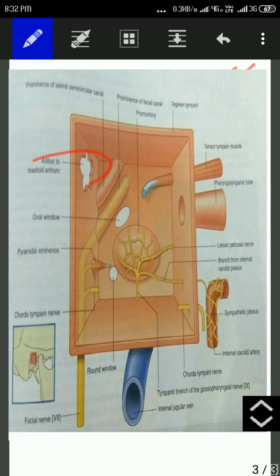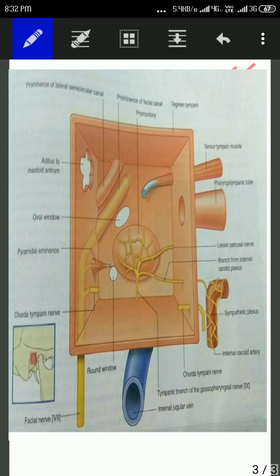Here we can see this is the opening in the posterior wall of the middle ear, and it is connecting the middle ear to the mastoid antrum. Guys, further we can see down here the pyramidal eminence. This pyramidal eminence has a tendon which is the stapes tendon, and I have already told you that stapes tendon is going to insert itself in the neck of the stapes. So we have completed the anterior wall of the middle ear and the posterior wall of the middle ear.